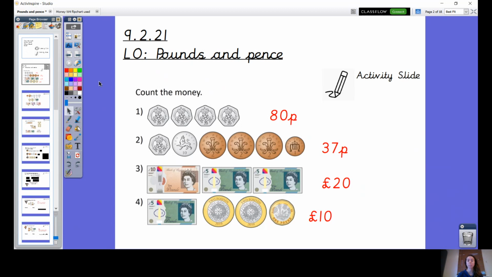Today we're going to be looking at pounds and pence. We need to be very careful we don't get muddled between the two. Have a think, which is bigger, has a higher value, pounds or pence? Yeah, pounds have a much higher value.